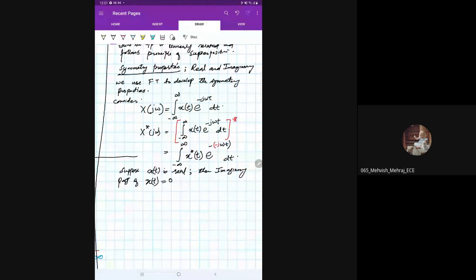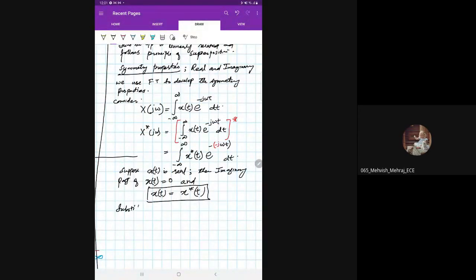If the imaginary part of x of t is 0, then what do we conclude? x of t is equal to x conjugate of t. If you find the conjugate, since there is no imaginary part, it will be x of t. What is the conjugate of a if there is no j beta? It is also a, because there is no imaginary part. Similarly, x of t will be equal to x conjugate of t, because there is no imaginary part present in the number. This is what we were able to conclude.